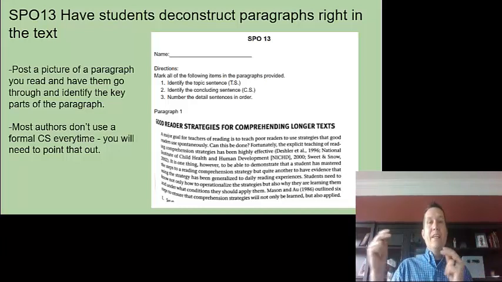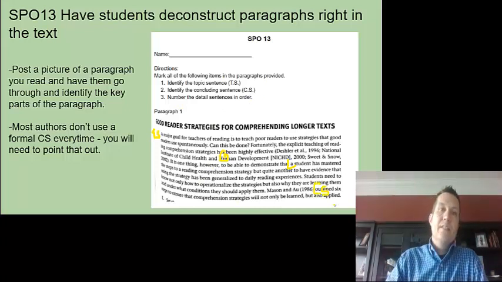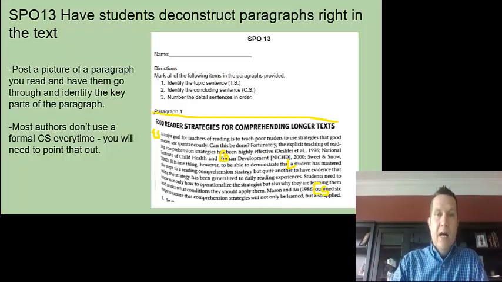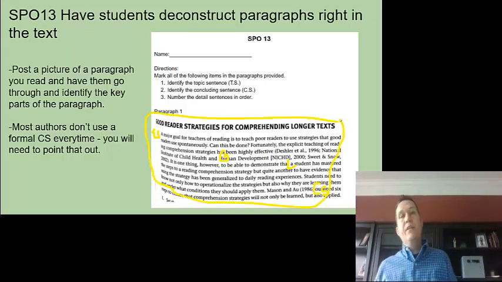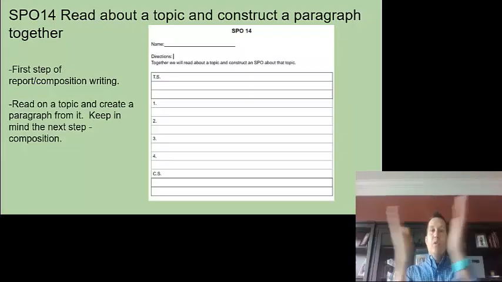Standard number 13, you're going to have students deconstruct paragraphs right in the text. So in this one, you're going to say, okay, go through and write a T.S. right next to the topic sentence. They're going to put a 1 near the first supporting detail, a 2 near the next supporting detail, and so forth. And then they're going to put a C.S. at the conclusion sentence as well. So you can see in this one you provide a picture of a paragraph and then they go through and just label the pieces right on there. Very similar to what they already did before, but again, one that you can explore and do.